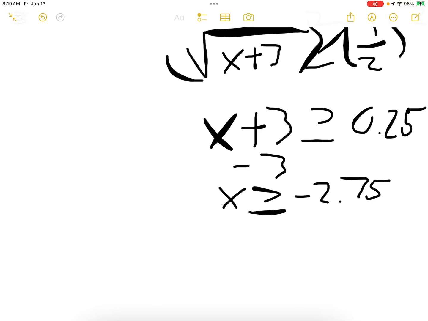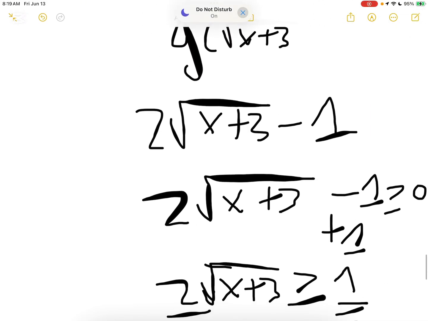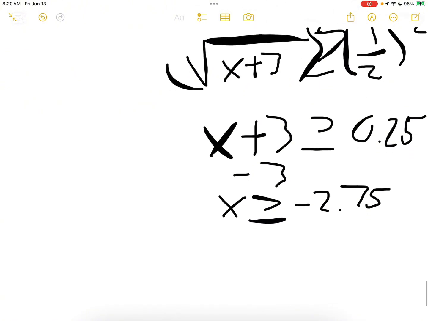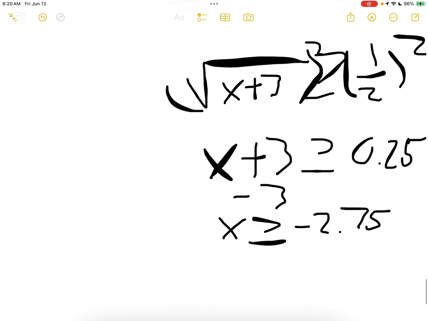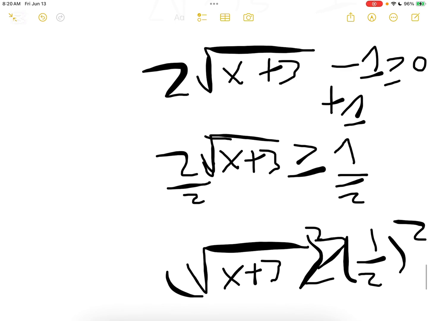So now that we know that x cannot equal negative 2.75, let's prove that that's correct. So, plugging this in, we get negative 2.75 plus 3 is positive 0.25. The square root of 0.25 is 0.5. 0.5 times 2 is 1. 1 minus 1 equals 0. Therefore proving that x is not able to equal negative 2.75. And that is how you solve for domains in composite functions.